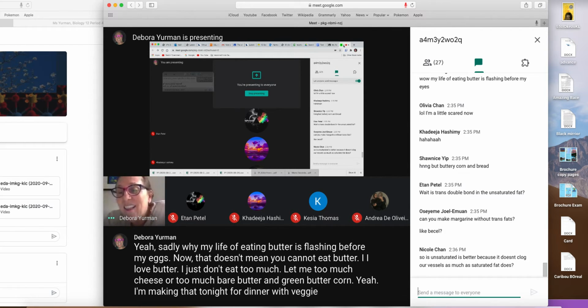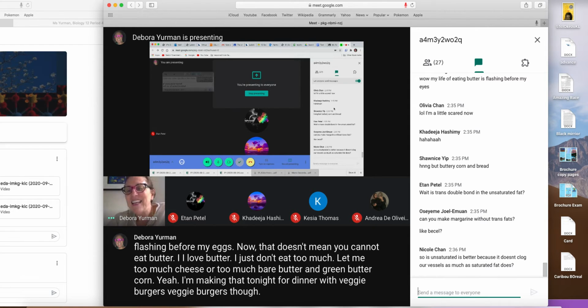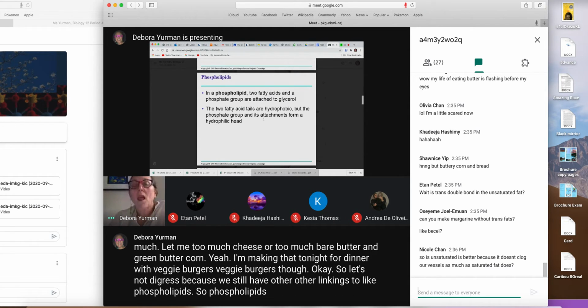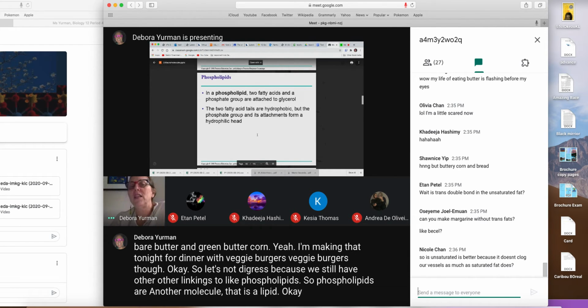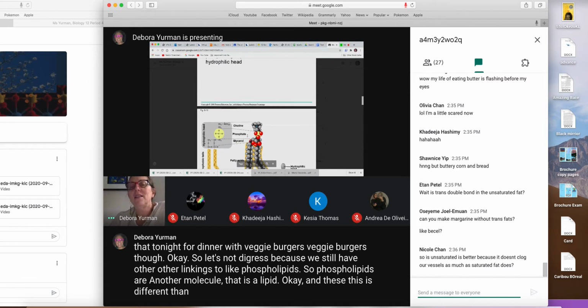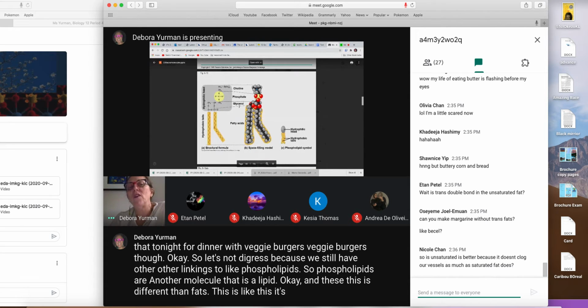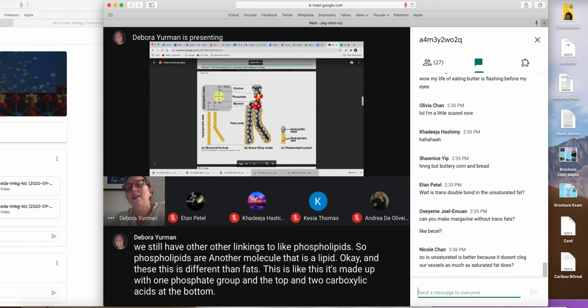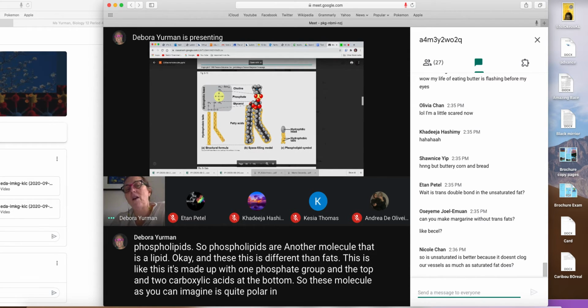Veggie burgers, though. Okay. So let's not digress because we still have other lipids to learn. Phospholipids. So phospholipids are another molecule that is a lipid. Okay, and this is different than fats. It's made up with one phosphate group at the top and two carboxylic acids at the bottom. So this molecule, as you can imagine, is quite polar in this part, but it's non-polar in this part.